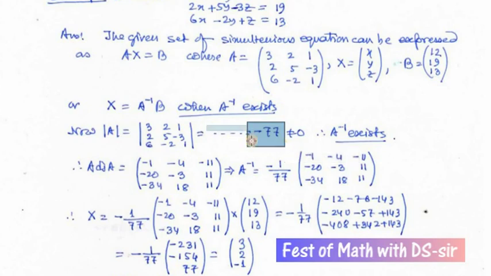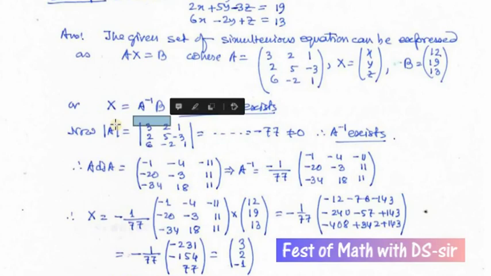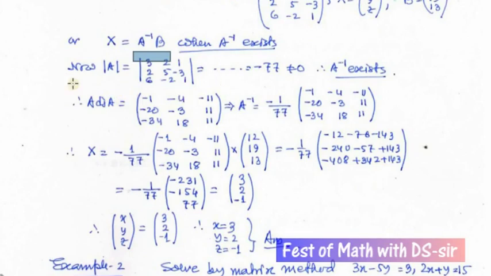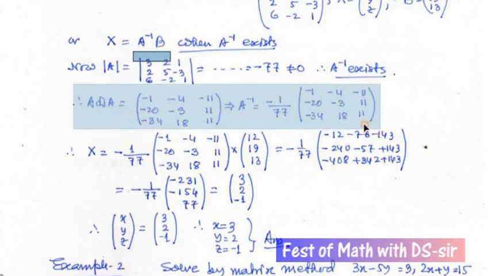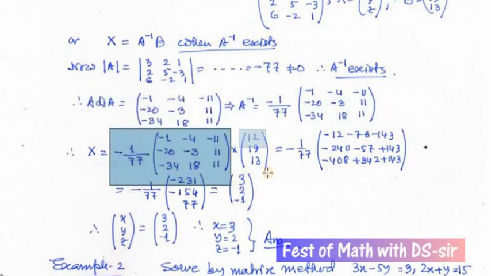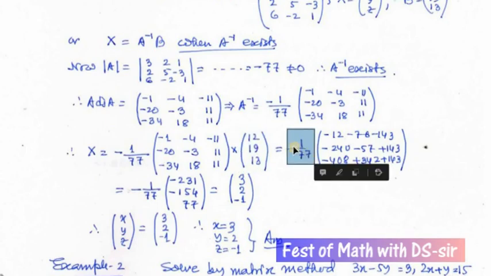I skip some intermediate steps because we have already found the inverse of this matrix in our previous example. From that example, note that this is nothing but minus 1 by 77. So the inverse is this. X is A inverse into B. Keep minus 1 by 77 on the outside and just multiply these two matrices.